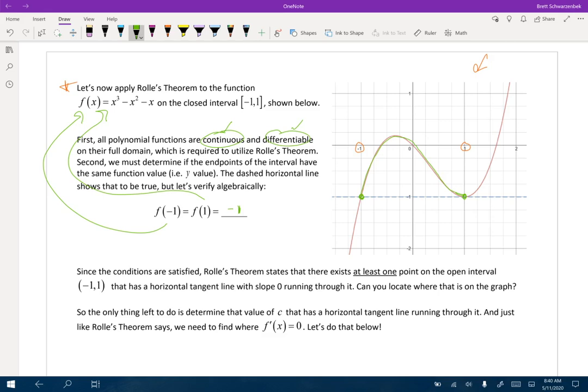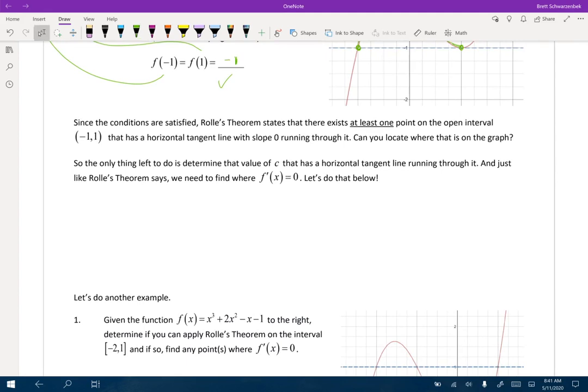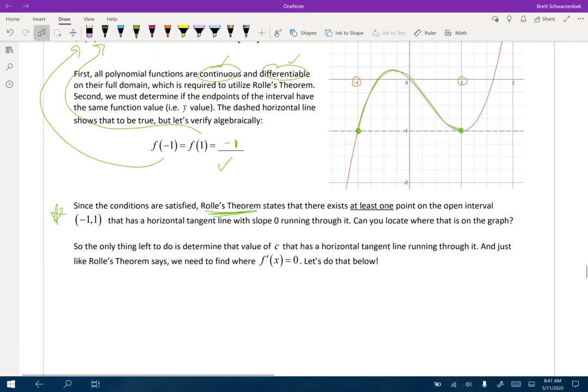So there might be problems in the homework or in the labs where it says something like, can you apply Rolle's theorem? And sometimes you can't. So you have to check that. Don't assume that you're going to be able to do that. So always check these 3 things, and once they're checked, then you can move on. Okay, so it says, since the conditions are satisfied, Rolle's theorem states there exists at least one point on the open interval -1 to 1 that has a horizontal tangent line with slope 0 running through it.